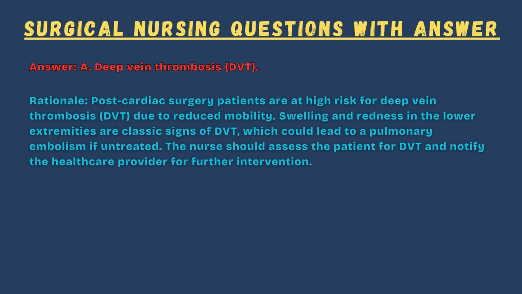Answer: A. Deep vein thrombosis, DVT. Rationale: post-cardiac surgery patients are at high risk for deep vein thrombosis, DVT, due to reduced mobility. Swelling and redness in the lower extremities are classic signs of DVT, which could lead to a pulmonary embolism if untreated. The nurse should assess the patient for DVT and notify the healthcare provider for further intervention.